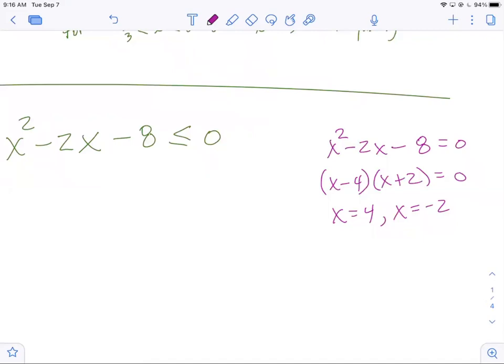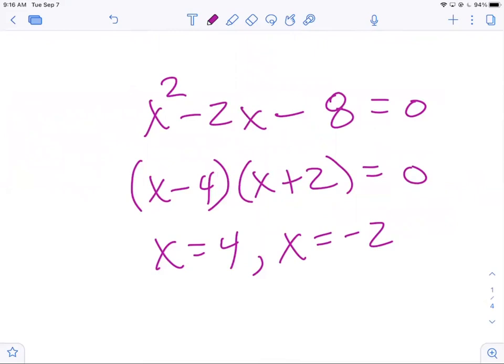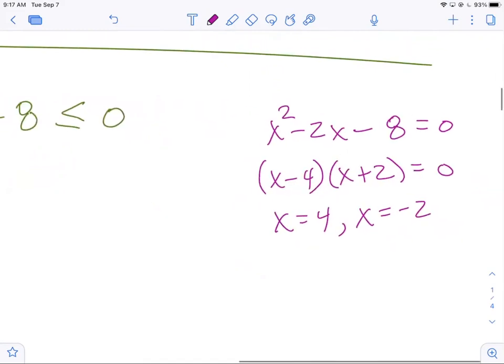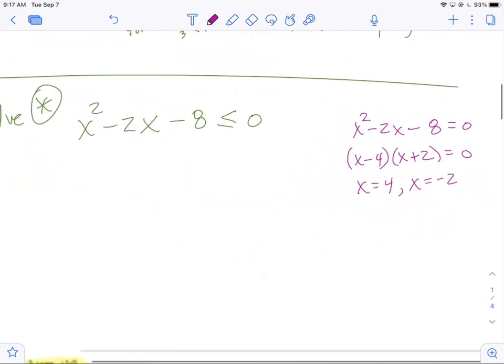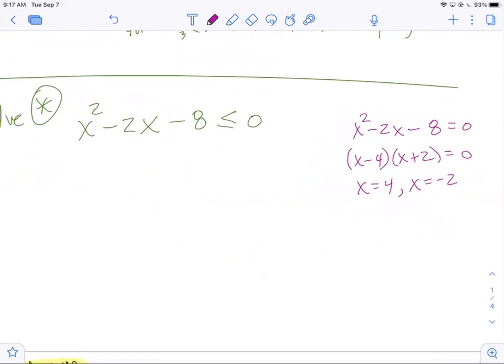All right, so on this one, I want to go off to the side, set the inequality equal to 0, okay? Factor it, keep it equal to 0, set each factor equal to 0, which you don't need to show that. You get your 2 x-intercepts, okay? Now, the reason I go off to the side is because I don't want to make this mistake. I could go ahead and factor it right here. I can factor it as x minus 4, x plus 2 less than or equal to 0.